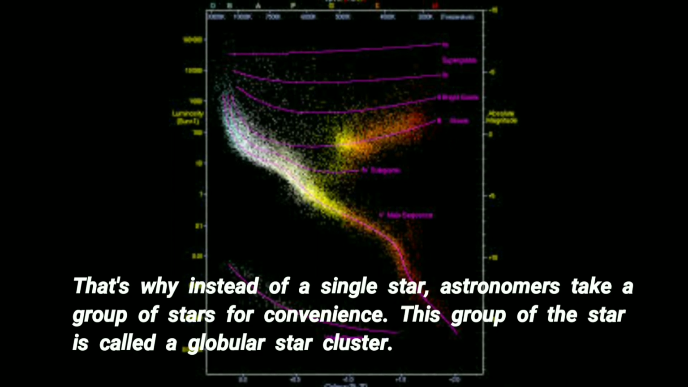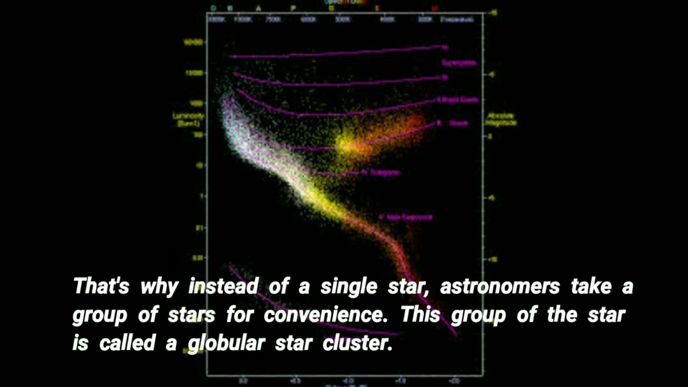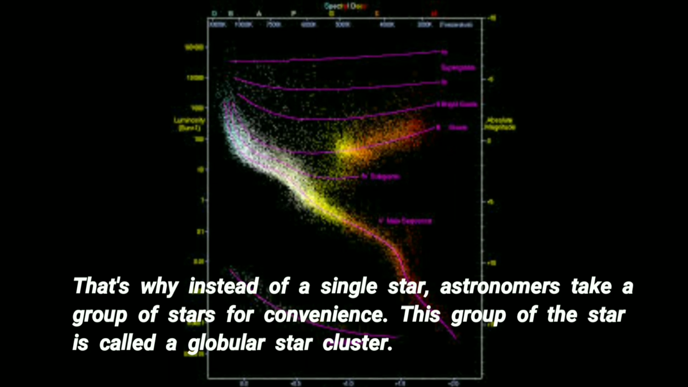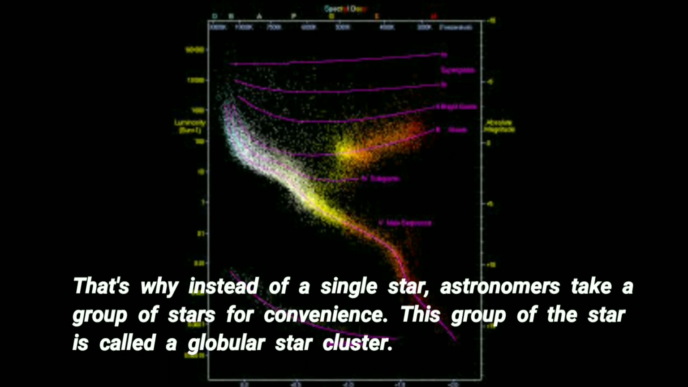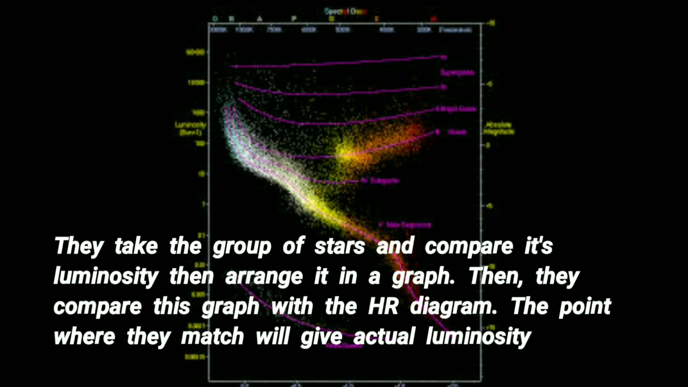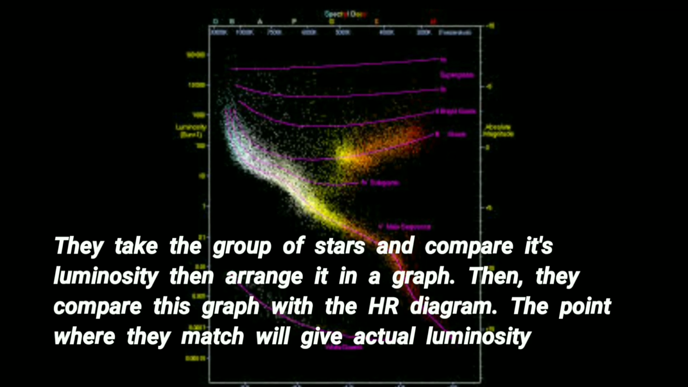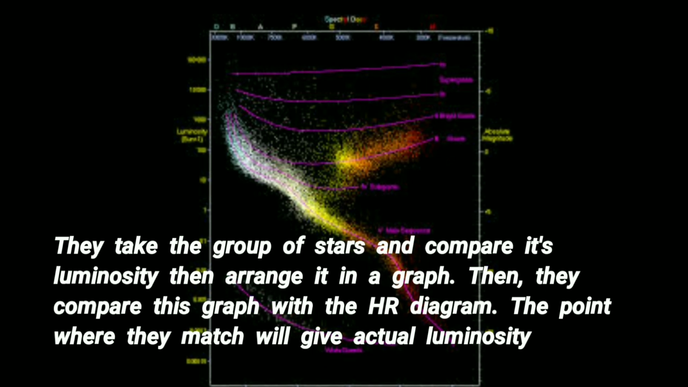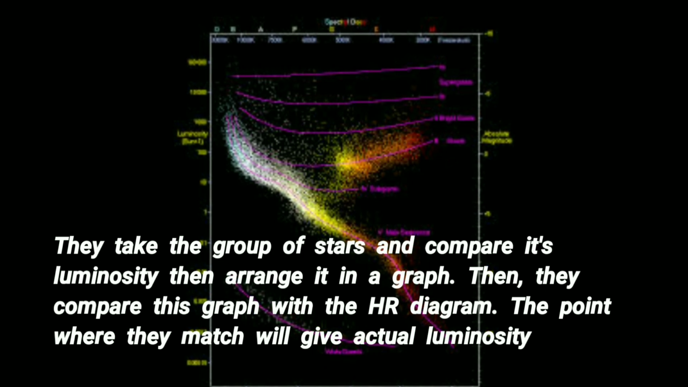That's why instead of a single star, astronomers take a group of stars for convenience. This group of stars is called a globular star cluster. They take the group of stars and compare its luminosity, then arrange it in a graph. Then, they compare this graph with the HR diagram. The point where they match will give the actual luminosity. Using this method, we can measure up to barely 160,000 light-years.